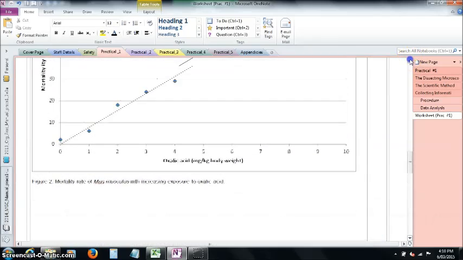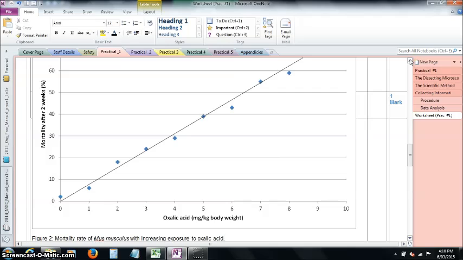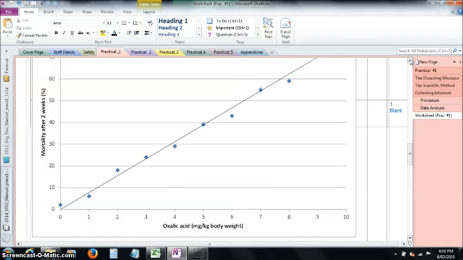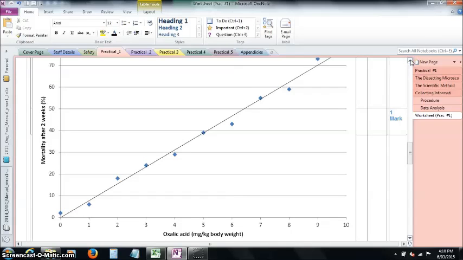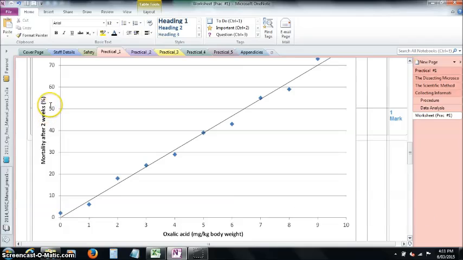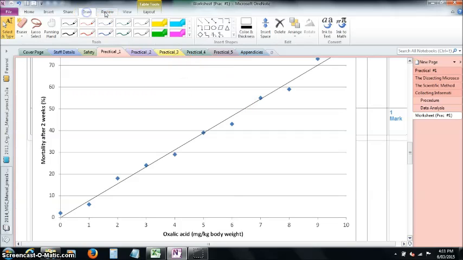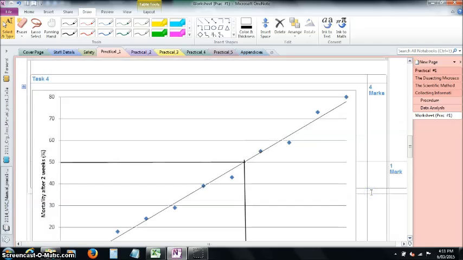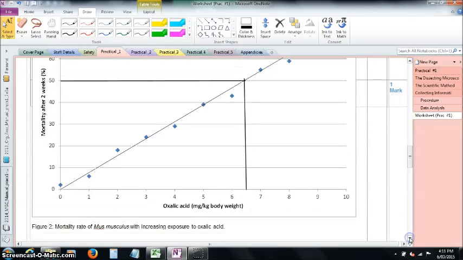Now the next thing you want to do, this is particularly pertinent for the Artemia practical, and that is to calculate the LC50. LC50 is the lethal concentration that kills 50% of organisms, and the way you do that, so this is the death rate over here and there's 50 there, so 50% of organisms died. You've got to draw a straight line from 50 across the trend line. Then another line from your trend line downwards. And that's how you would measure your LC50.